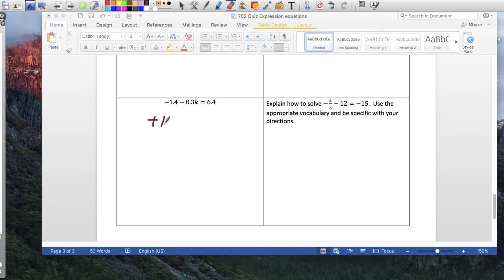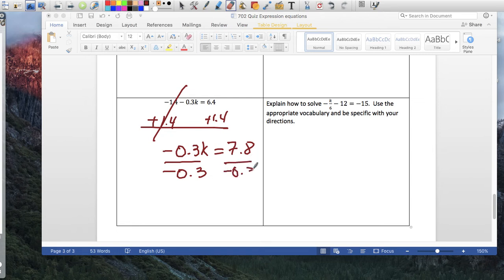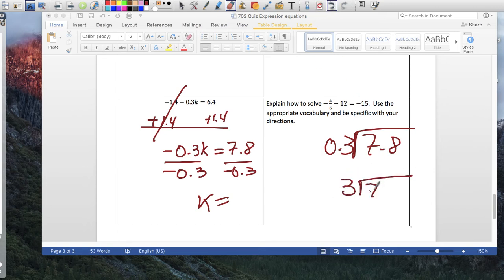So plus 1.4 on both sides. This is bye-bye, so I'm down to negative 0.3k equals 6.4 plus 1.4, which is 7.8. I want to divide this by negative 0.3 and divide this by negative 0.3. I'm left with k, negative divided by negative. And then over here, 7.8 divided by 0.3. I can multiply both sides by 10. I get 3 over here, and I get 78 over here. 3 goes into 78 twenty-six times. So k is going to be 26.